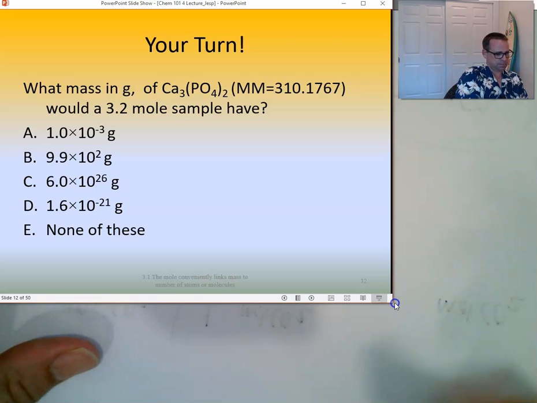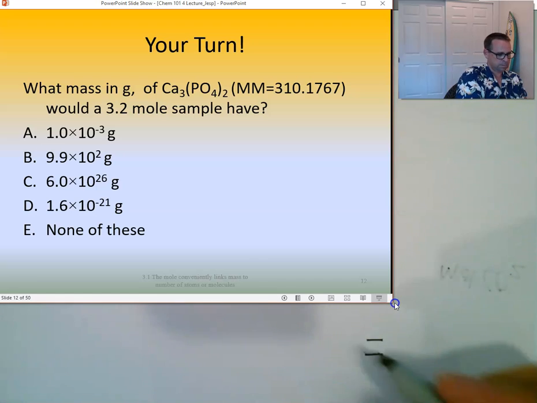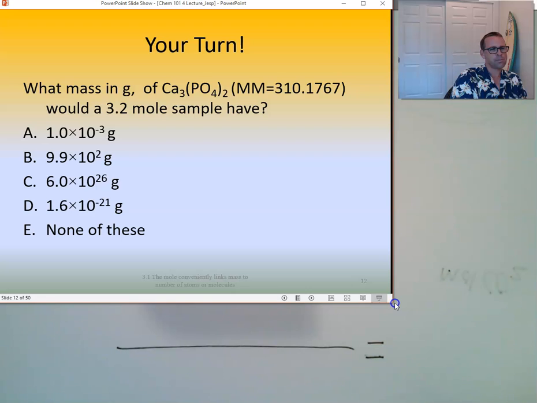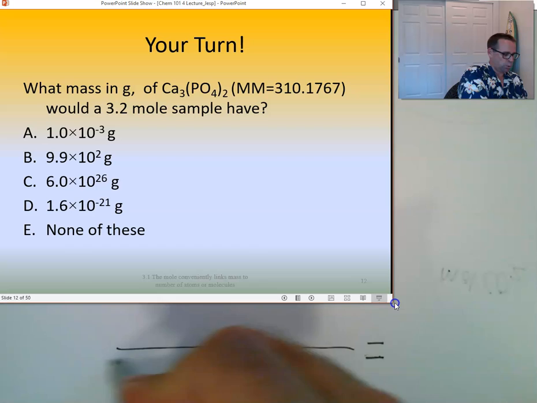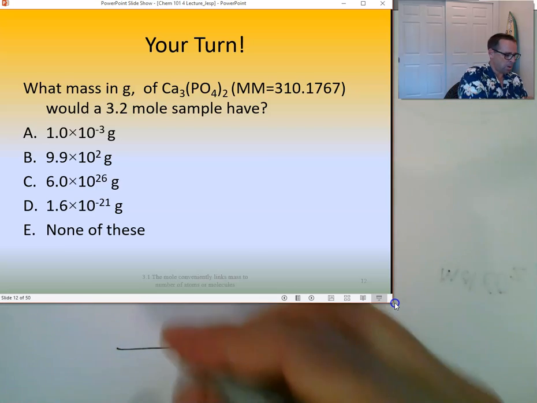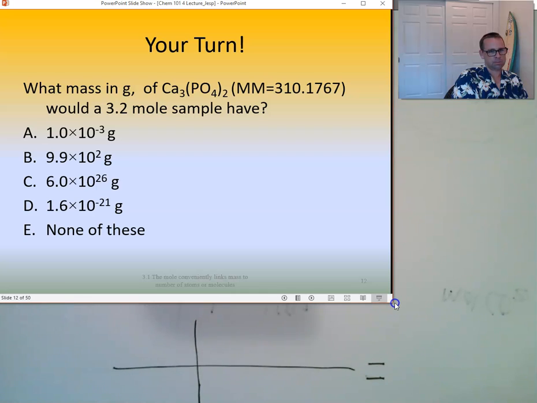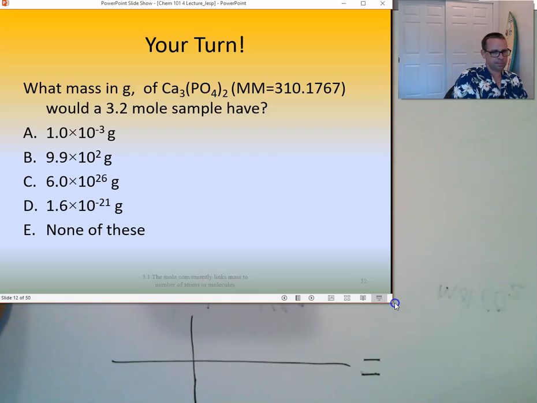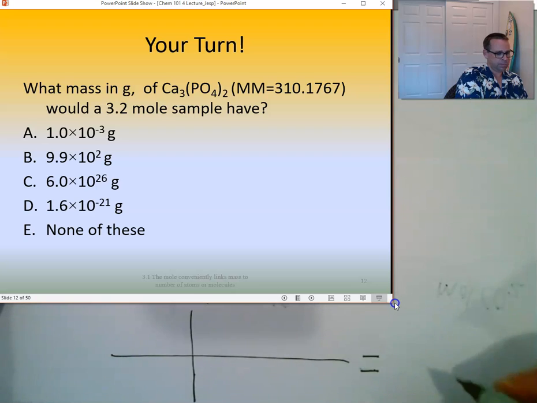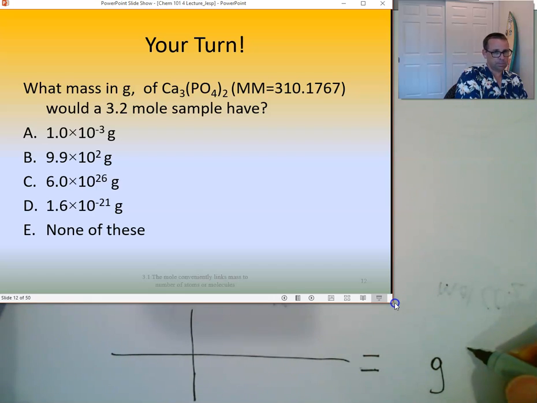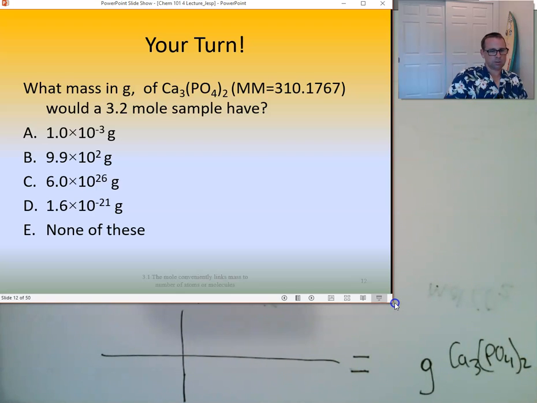How would I set this one up? Draw your line. Good. No, the line which goes up and down. Oh, okay. Right, mole. Where? Over here? Are we after moles? No, we're after grams. Grams of what? Calcium phosphate. Very good. So I'll write that down here too. Grams of calcium phosphate.